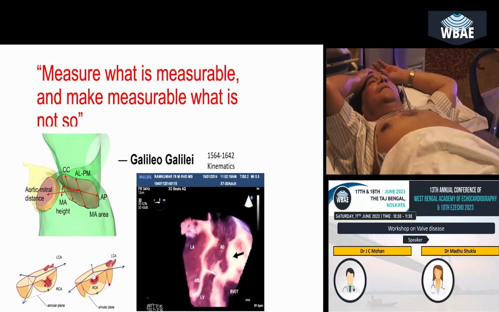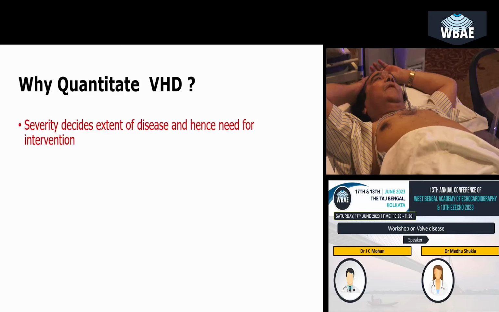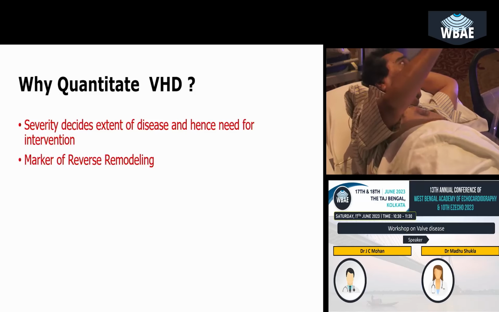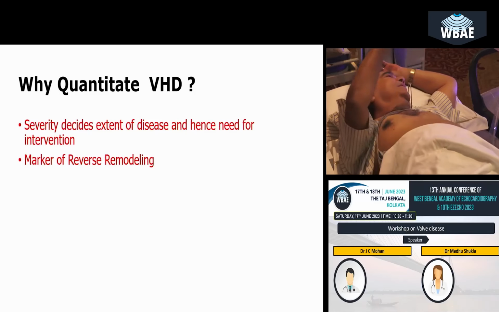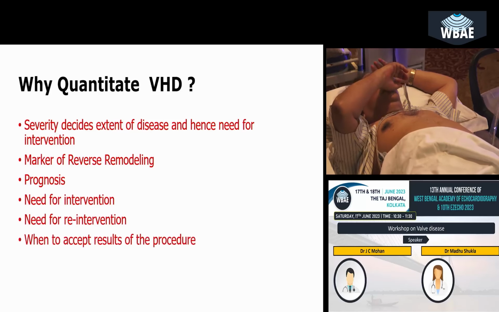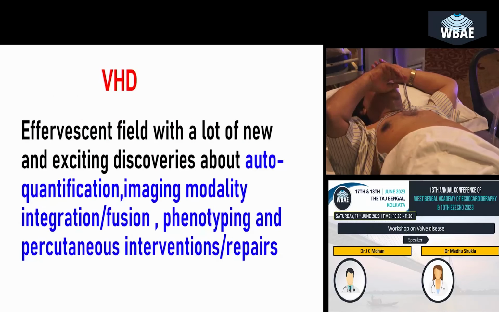You have to measure every single thing which you can. Why do we want to measure? Because severity decides the extent of disease and hence the need for intervention. Reverse remodeling is also decided by quantitation, as are prognosis, need for intervention, need for re-intervention, and when to accept the results of the procedure. You do PTMC, when do you accept the results? You have to have some quantitative parameter. And in the end, I would like to say that valvular heart disease is an effervescent field. It's not a dying subject.